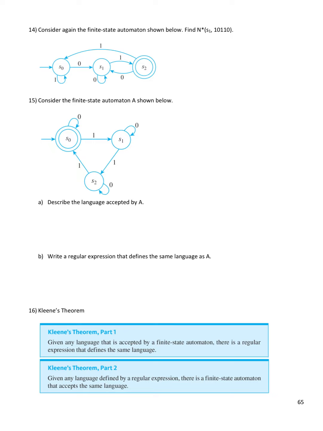So if we consider again the finite state automaton shown below, we want to find the eventual state, known as n star, if I start at S1 and follow this string of symbols. So I start at S1 and I go 1, 0, 1, 1, 0, I land at S1.